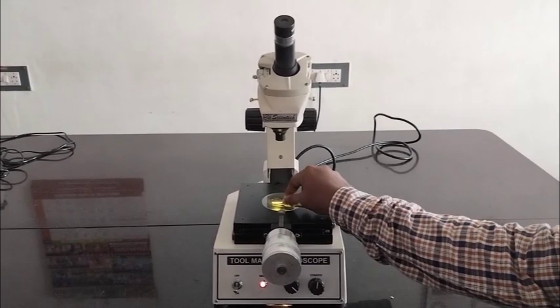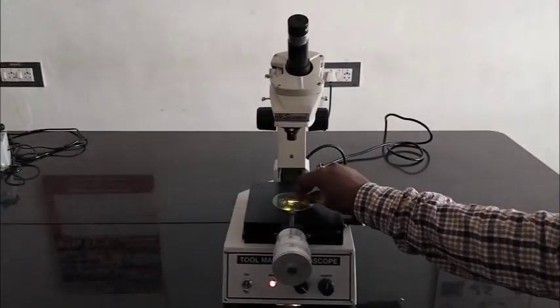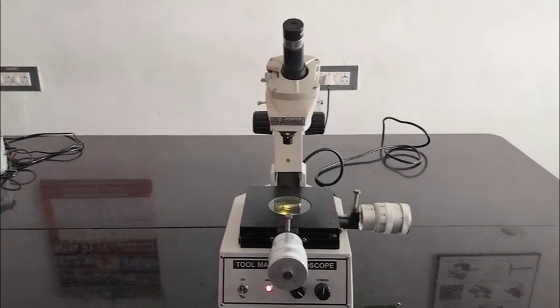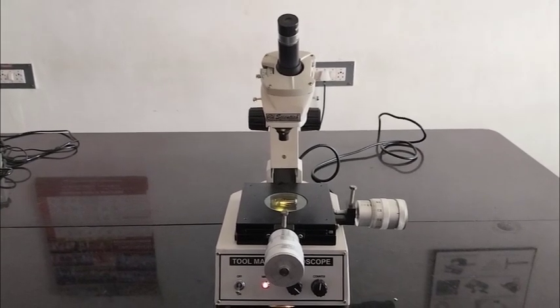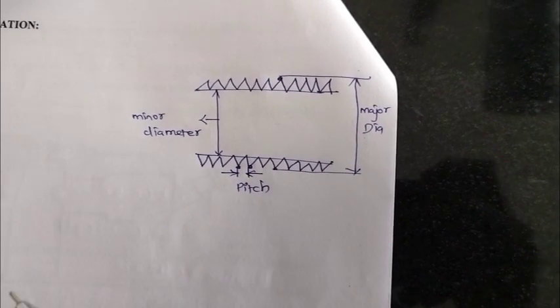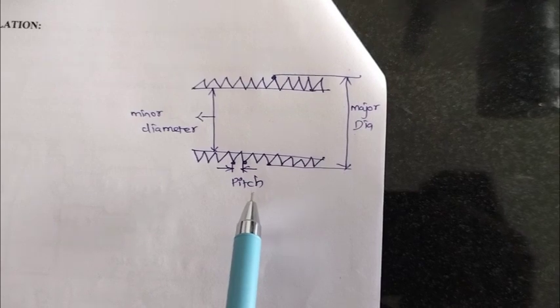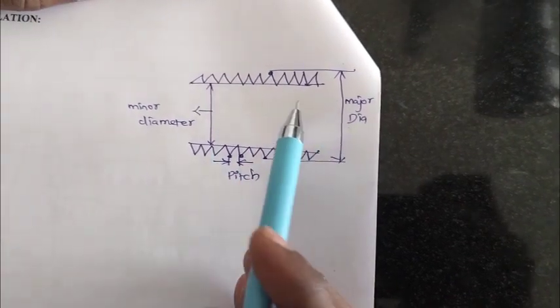Finally, this is the specimen for this experiment. We can fix it here above the table and calculate the pitch, minor diameter and major diameter. Now, how we will calculate the major diameter, minor diameter and pitch diameter, I will explain with this diagram.